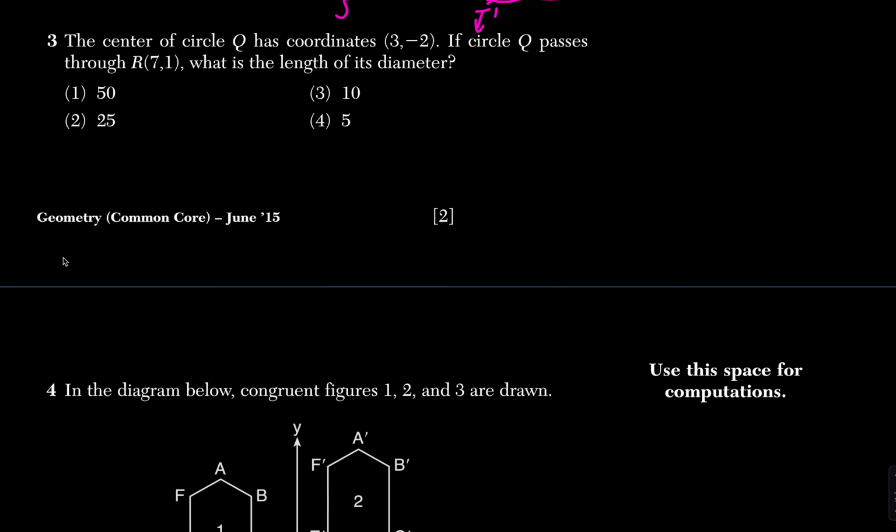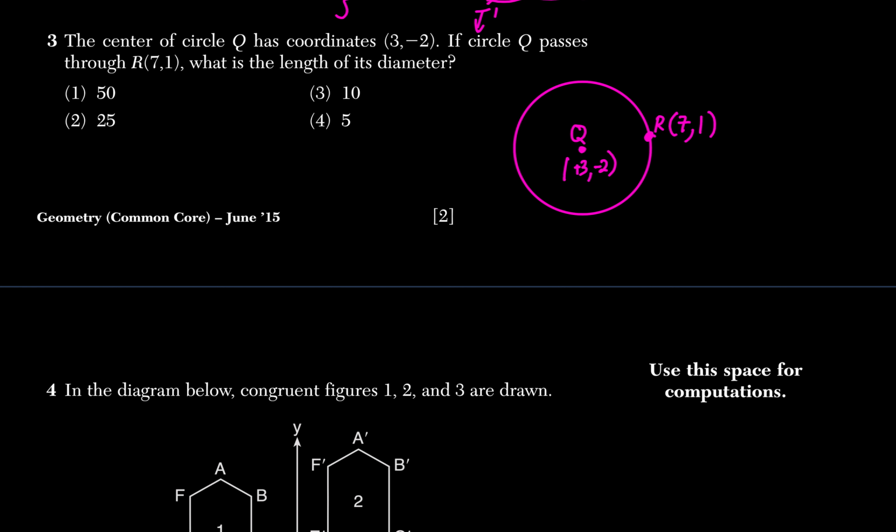Question number 3. The center of a circle Q. Let's draw a circle. In that center, we have the letter Q. We call circles by their center, whose coordinate is -3, -2. If the circle passes through the point R, 7, 1, so here's a point that it passes through, we'll call that point R, and the location of that point is 7, 1. We want to know what the length of the diameter is.